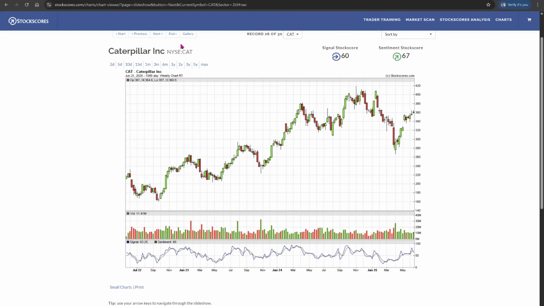Almost done. Here's Caterpillar, also has broken its upward trend. That means upside limited to here, and it could roll over and test this floor here, and so the risk reward doesn't make great sense.